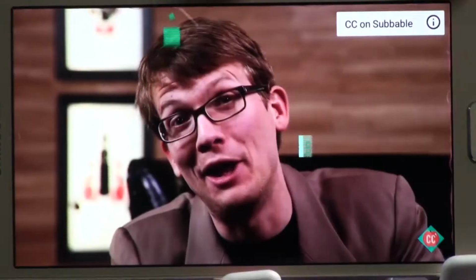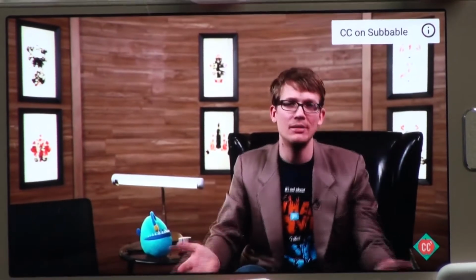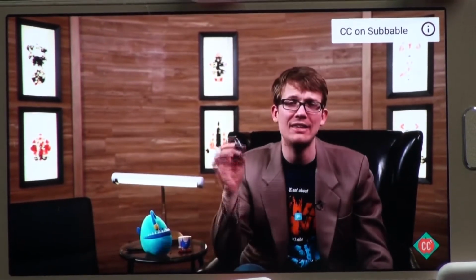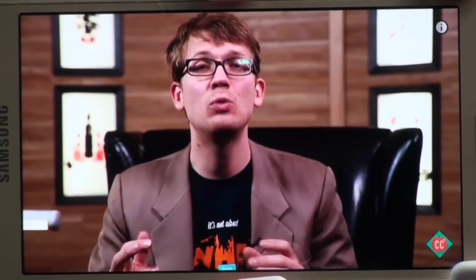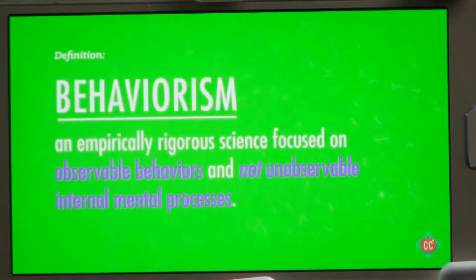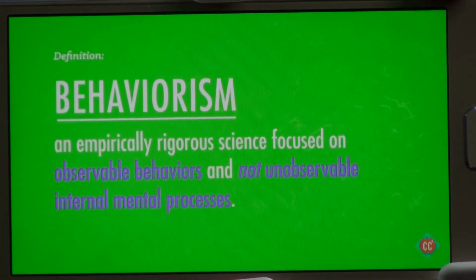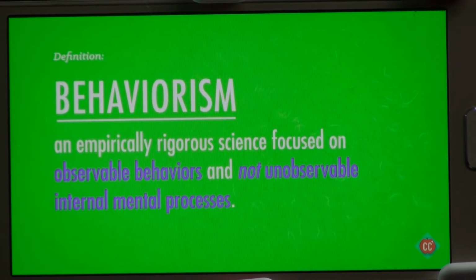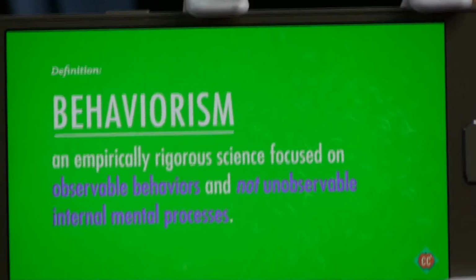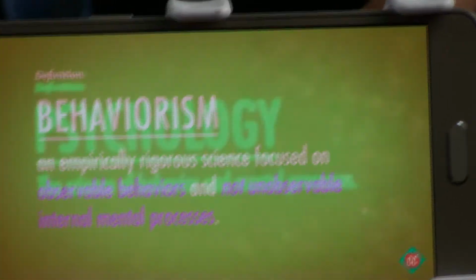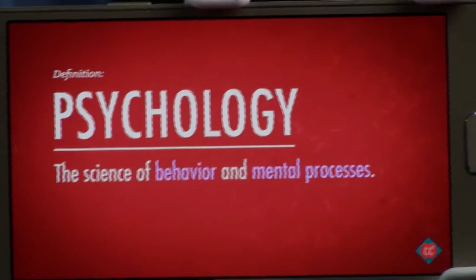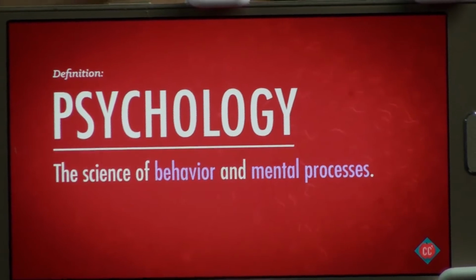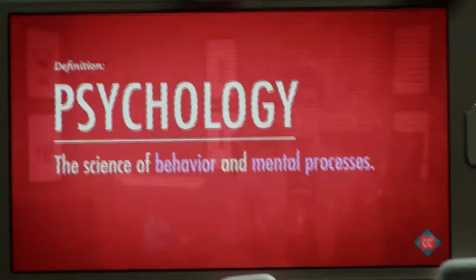Pavlov rings a bell. It's because his experiments are among the most famous in the history of psychology. His work contributed to the foundation of the behaviorist school of thought that viewed psychology as an empirically rigorous science focused on observable behaviors and not observable internal mental processes. Even though today we view psychology as the science of both behavior and mental processes, Pavlov's influence was tremendous. His research helped pave the path for more experimental rigor in behavioral research right up to the present day.